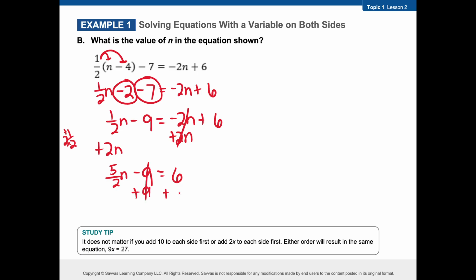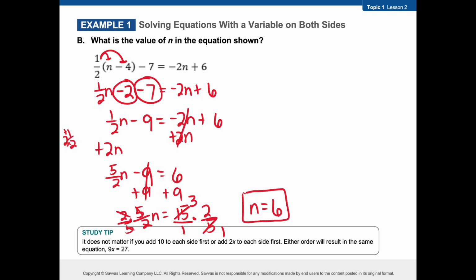Solving for the variable, add 9 to both sides. 5/2n equals 15. Multiply by the reciprocal, 2/5. That reciprocal goes to the other side. Make 15 a fraction by putting a 1 underneath it. Try simplifying. 5 goes into itself once, into 15 3 times, and then 3 times 2 is 6. So n equals 6.